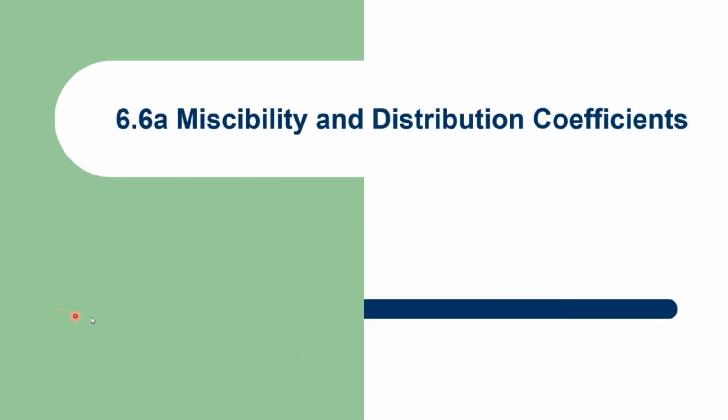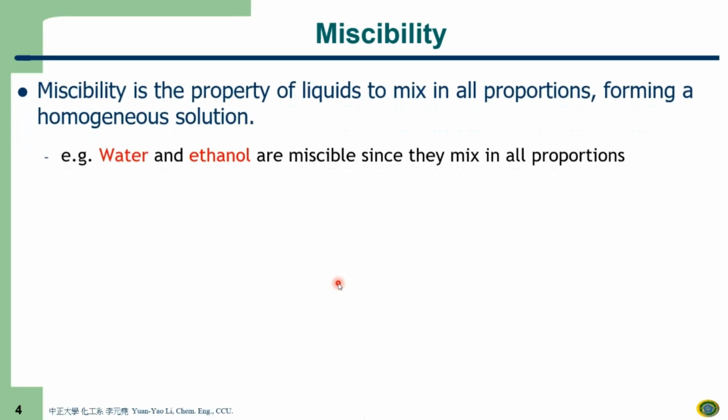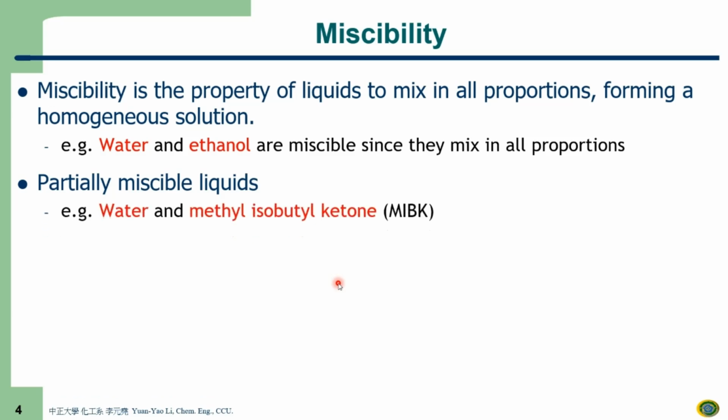Okay, so miscibility and the distribution coefficient: what's the degree of mixing of the two liquids together? Miscibility is the degree to which you can form homogeneous solutions. For example, water and ethanol are miscible since they mix in all proportions. And some species are partially miscible, like water and MIBK.